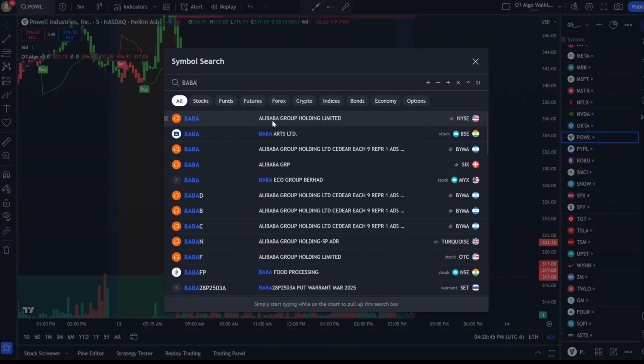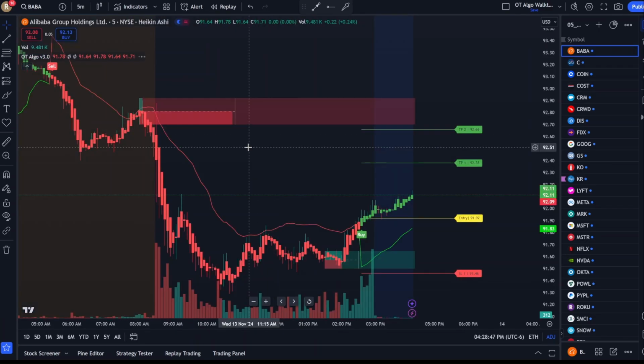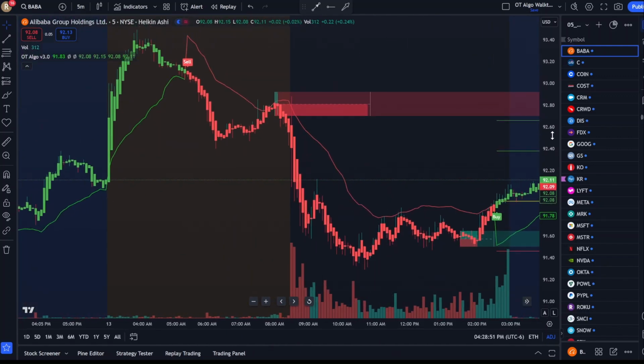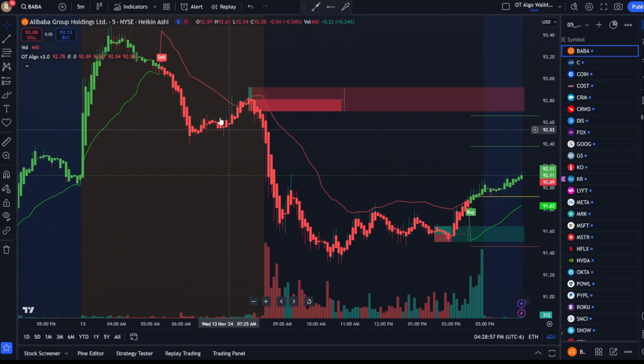Not sure if you have seen Baba this morning. Let's see. Yep, this is also again one of the good alerts here. Pre-market, we saw a sell alert. It's definitely a put trend, or a downtrend.